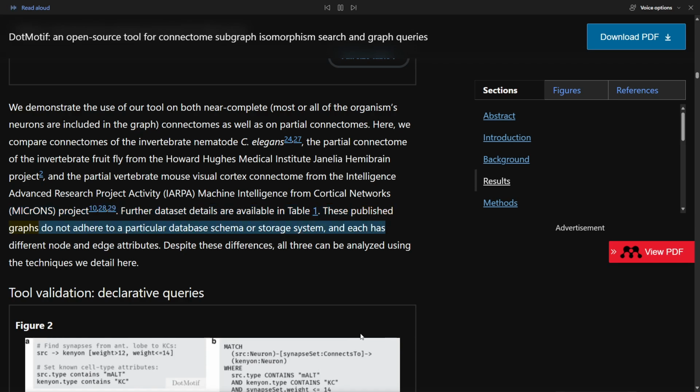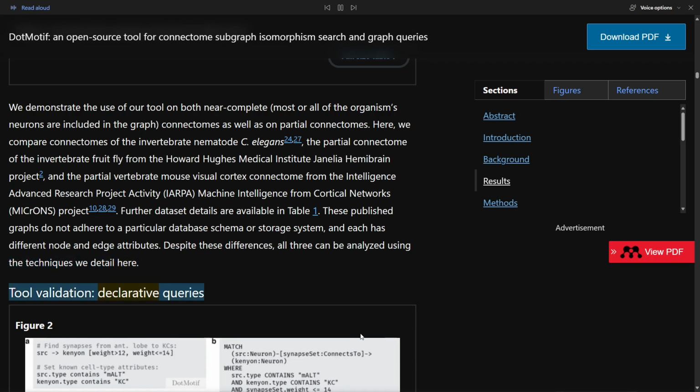These published graphs do not adhere to a particular database schema or storage system, and each has different node and edge attributes. Despite these differences, all three can be analyzed using the techniques we detail here.